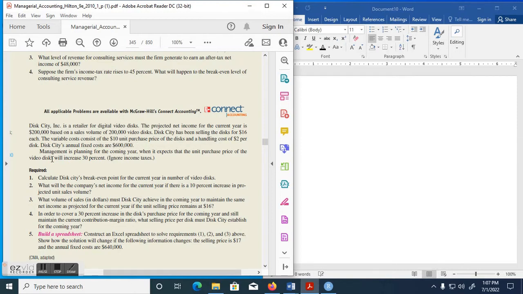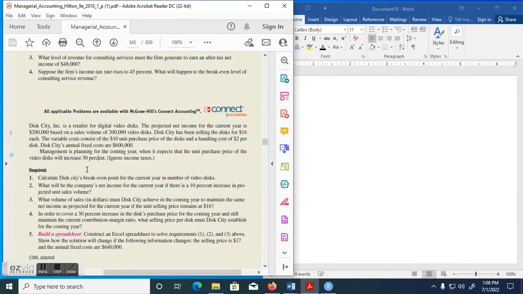Management is planning for the coming year when it expects that the unit purchase price of the video discs will increase 30%. Ignore income taxes. Now you'll see in the first situation you've been given a base case, and in this last sentence they're giving you a basic estimation, or a basic situation where you can conduct a sensitivity analysis. Sensitivity analysis means that if one aspect of your business changes, how will it affect the rest of your break-even?